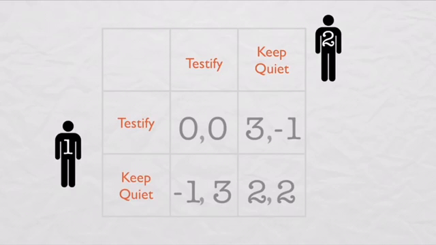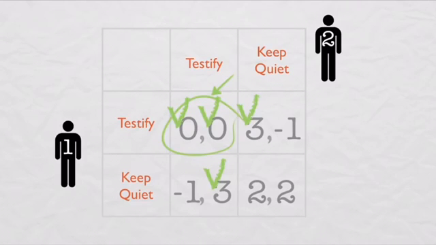If prisoner 2 keeps quiet, prisoner 1 is better off testifying. If prisoner 2 testifies, prisoner 1 is better off testifying. Testifying is a dominant strategy for both players, so both testifying is the dominant strategy equilibrium.